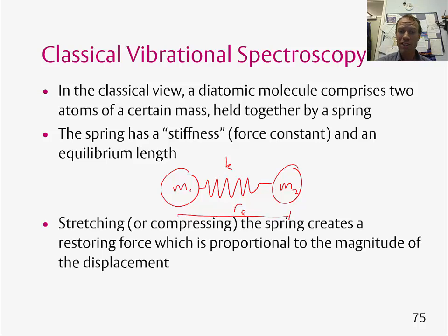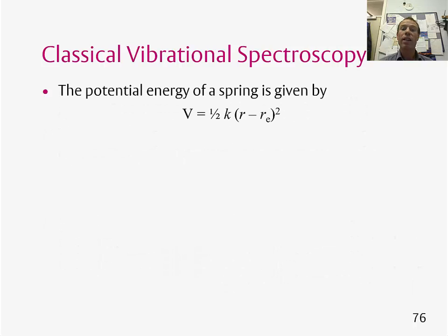If you now stretch or compress this molecule, the spring creates a restoring force which is proportional to the magnitude of the displacement. So we can write this expression here, where the force is equal to minus K, where K is the force constant, multiplied by R minus Re, where Re is the equilibrium bond length of the molecule. The potential energy of a spring is then given by this expression here. K is the force constant, Re is the equilibrium bond length.